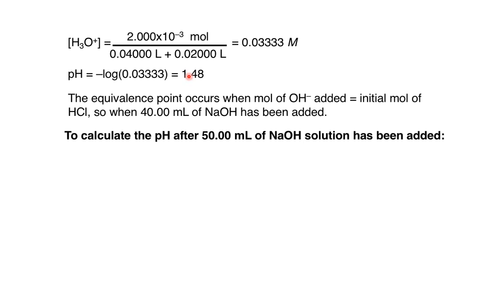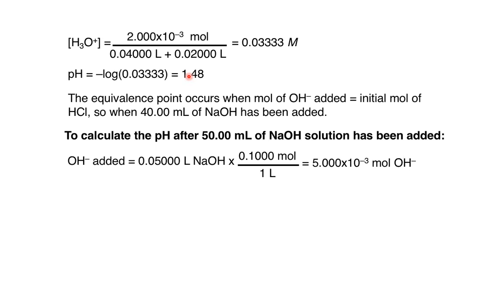So when 40 milliliters of NaOH has been added, we'll have reached the equivalence point. So we want to then calculate the pH after 50 milliliters of sodium hydroxide solution has been added. So now, if we say that the equivalence point will have been reached when 40 milliliters of sodium hydroxide has been added, if we add 50 milliliters of sodium hydroxide, we're going to have an excess of hydroxide ions, because all of the hydronium ions will have been reacted with. So the OH- that is added is going to be equal to the total volume of sodium hydroxide added times the concentration of that sodium hydroxide solution.